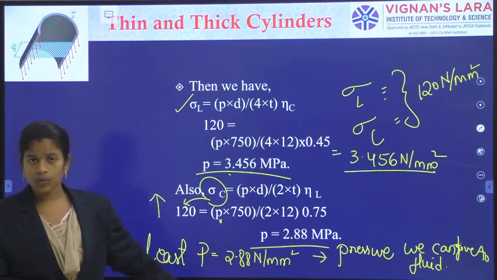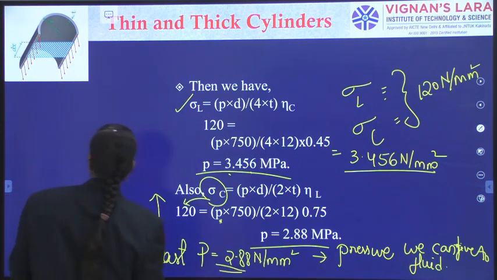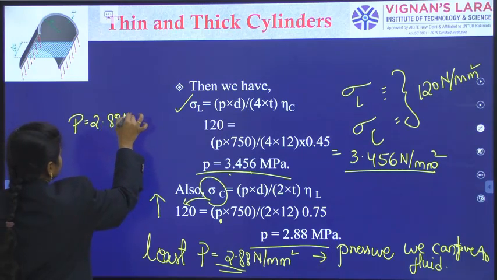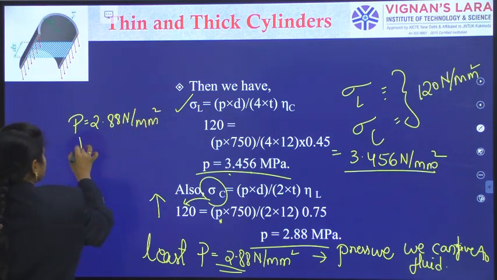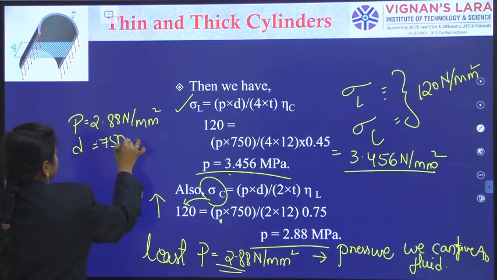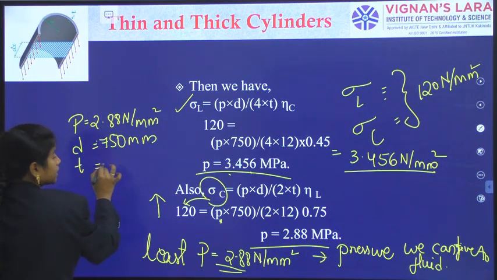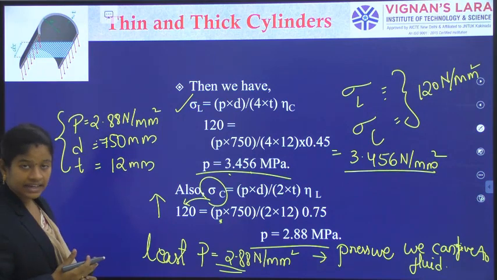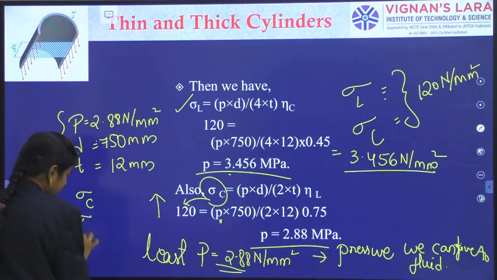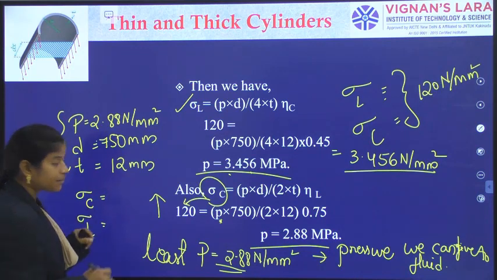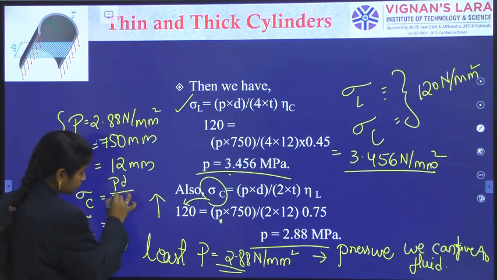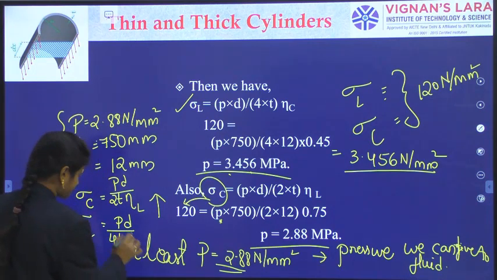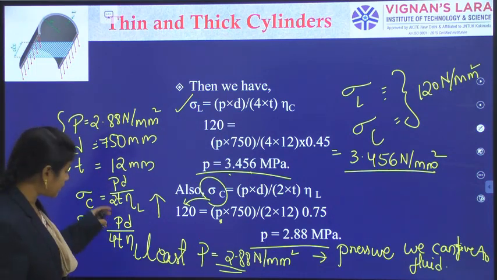So here we have got the P answer. What have we finalized? 2.88. So P is equal to 2.88 Newton per mm square, the internal diameter we have got is 750 mm, and the thickness they have given us is 12 mm. From this P, D and T, you can calculate sigma C and sigma L. Sigma C is PD by 2T eta L, and sigma L is PD by 4T eta L. In this way you can evaluate these two answers.